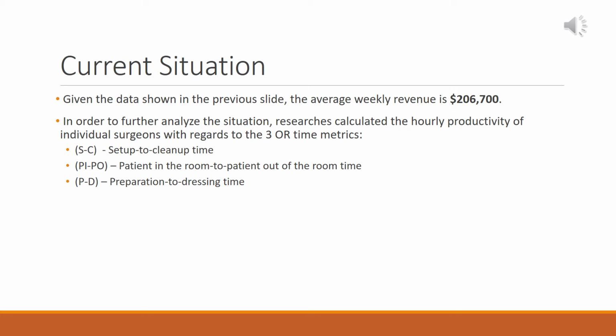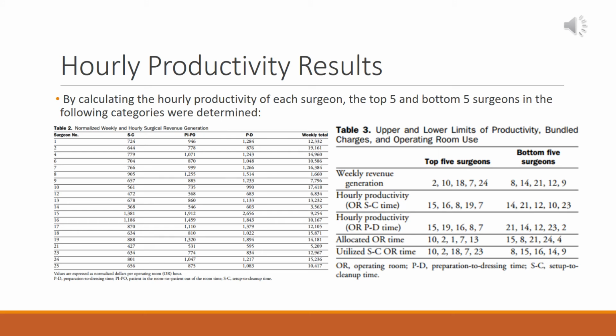Before solving the LP, a proper allocation basis had to be chosen. Therefore, the researchers calculated the hourly productivity of every single surgeon using the same 3 measures detailed before. The table on the left shows the overall weekly revenue for each surgeon as well as the hourly revenue of each measure, whereas the table on the right shows the top 5 and bottom 5 surgeons in each of the following criteria: weekly revenue generation, hourly productivity of OR setup to cleanup time, hourly productivity of preparation to dressing time, allocated OR time, and utilization of setup to cleanup OR time.